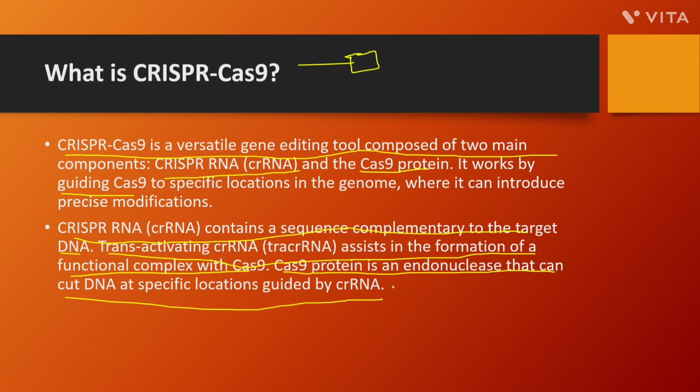So Cas9 protein will not cut any random sequence. That sequence should be complementary to the sequence of the RNA. Then only it is gonna cut. And Cas9, it is an endonuclease.